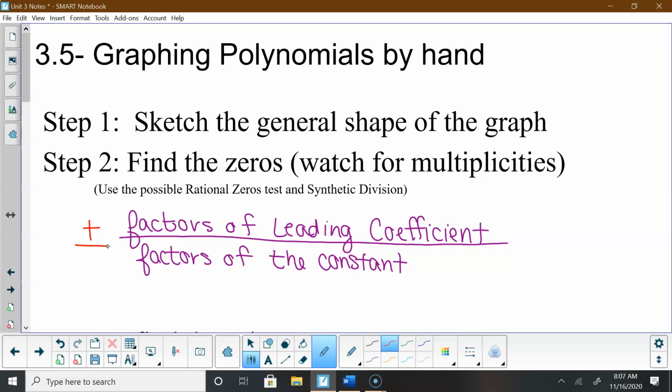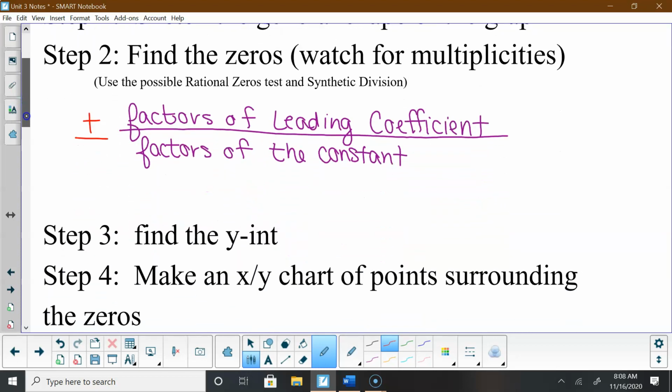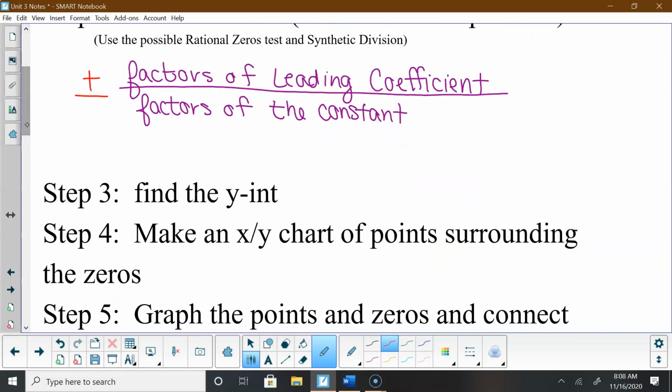All right. Ready for step 3? So step 3 is finding the y-intercept, and that is literally just your constant. All of this stuff.